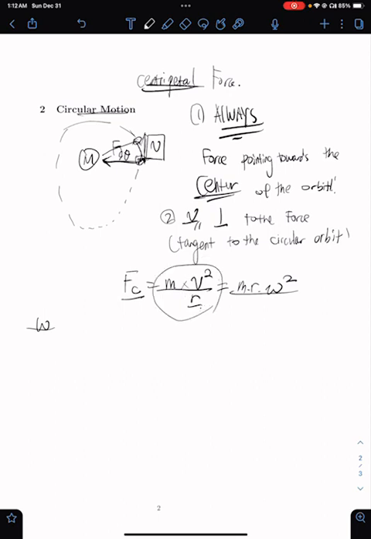But do not get confused, because the velocity doesn't make the centripetal force. The centripetal force causes the velocity. Just because an object is spinning in a circular orbit with velocity v, that doesn't mean a centripetal force suddenly pops up. That happens because there is a force being applied to that object. So don't get that confused. It isn't the other way around. The force causes the velocity, not the velocity causing the force. Okay?